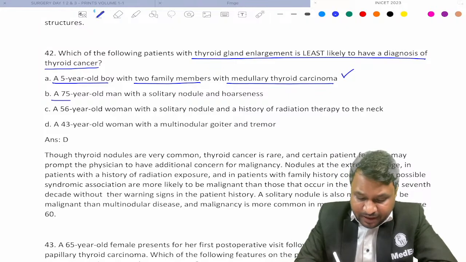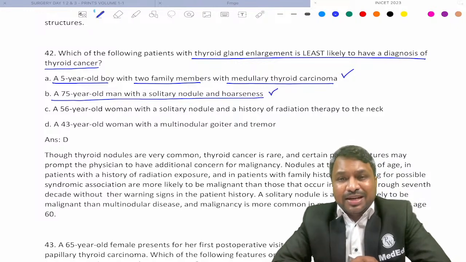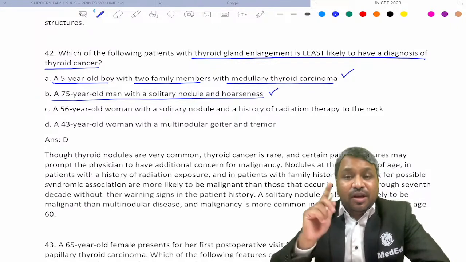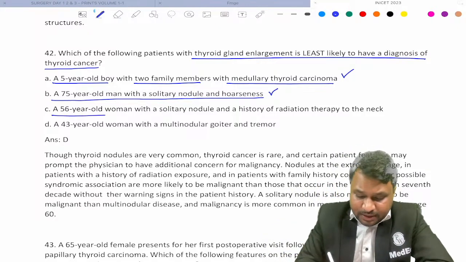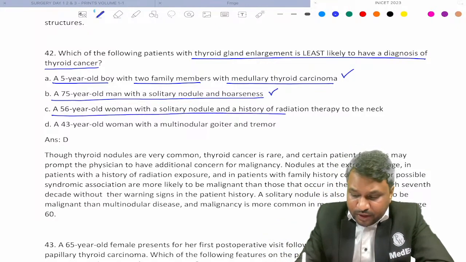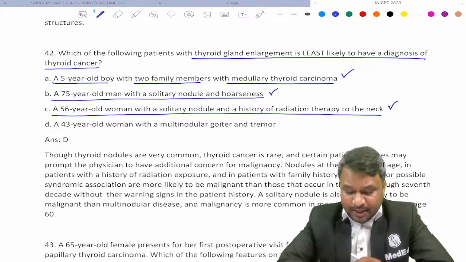A 75-year-old man with a solitary nodule and hoarseness of voice. When there is a solitary nodule and hoarseness of voice, that indicates involvement of the recurrent laryngeal nerve, which is a malignant infiltration. Yes, this can be malignant as well. A 56-year-old woman with a solitary nodule and a history of radiation to the neck. History of radiation to the neck is a risk factor for papillary cancer of the thyroid.